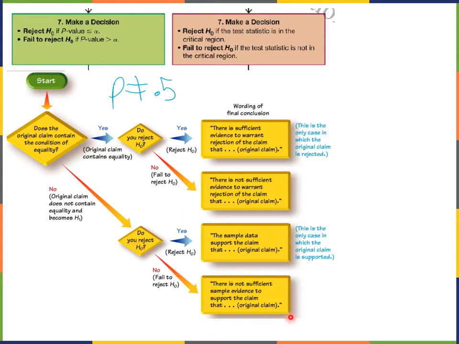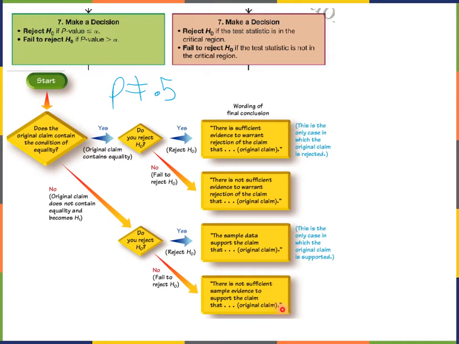So where do we end up? We ended up right here. There is not sufficient sample evidence to support the claim that our claim was that the proportion is not equal to 0.5. Okay? That the amount of kids that want to go on the trip is not 50%. So what does that tell us? Well, if we ended up in this box, not a whole lot, right? There's not enough evidence to support that claim. Doesn't mean we're rejecting it. We're just saying there's not enough evidence to support it.